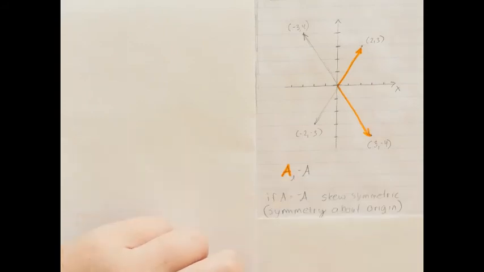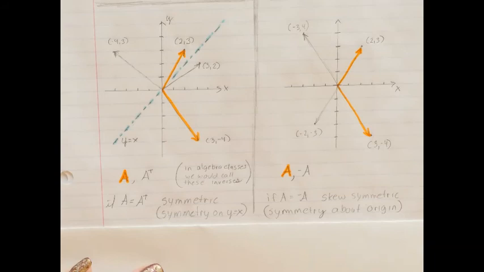So that's what's going on behind the scenes when we ask for skew symmetric or symmetric. So that's what we're talking about when we talk about symmetric and skew symmetric. Skew symmetric is symmetry about the origin. Symmetric means symmetry on the line y equals x.